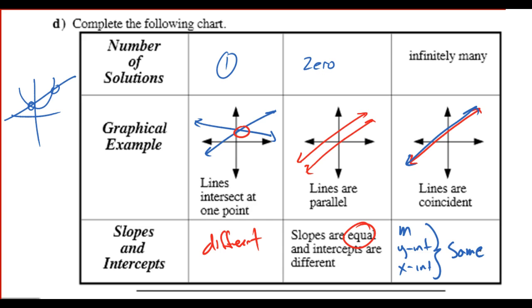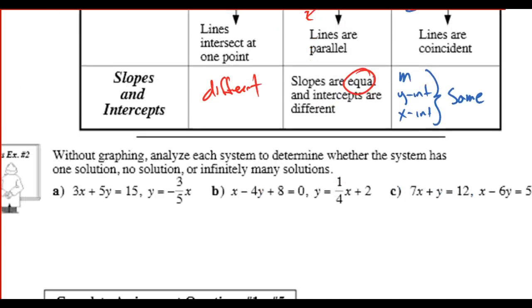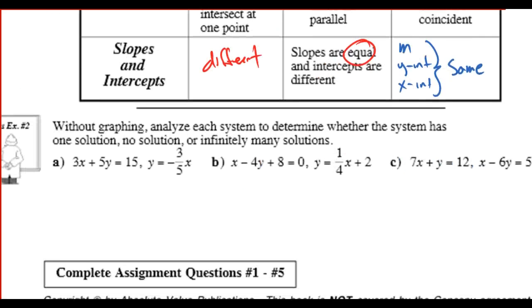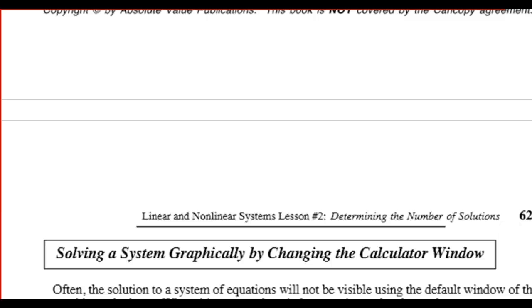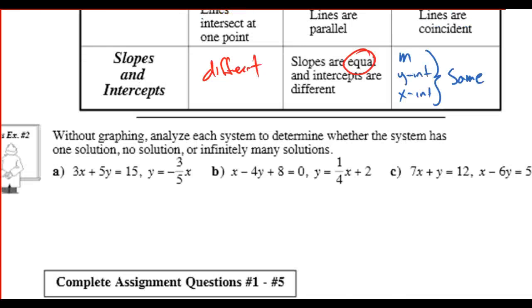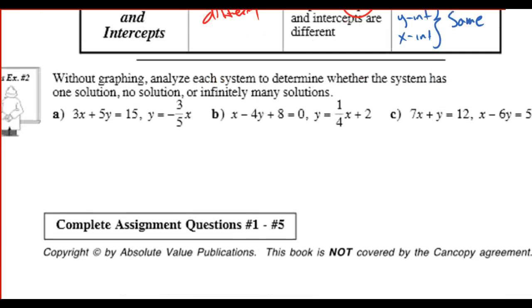Okay, all right. Let's do a few more examples down here. Without graphing, analyze each system to determine whether the system has one solution, no solution, or infinitely many solutions. So based on that rule from the table, we can go ahead and do these questions here. But the first thing you need to do is rearrange this into y equals. So that's going to be y equals negative 3x over 5, and I'm doing this in my head here, plus 3.